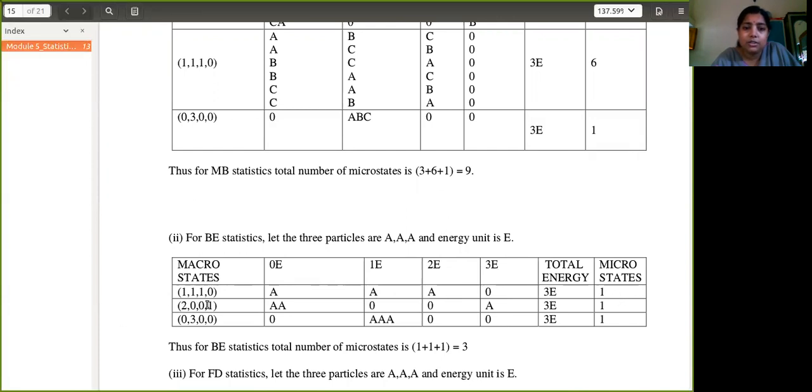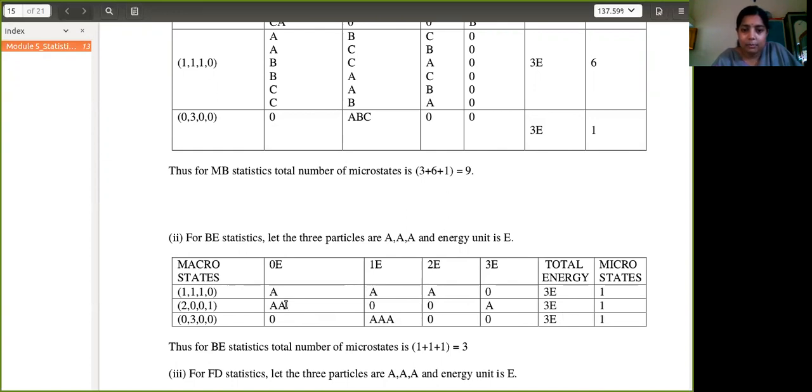Similarly for 2 0 0 1, 2 particles in the 0 level, 1 particle in the 3E level, the microstate will be 1. For 0 3 0 0, that means 3 particles in the 1 level, and all the rest have 0 particles, the microstate will be 1. Now before going to FD, can you tell me what will be the macrostate for FD?